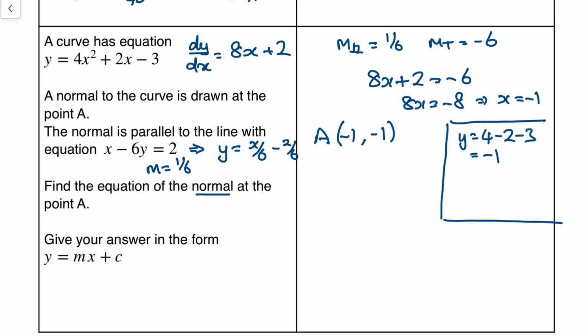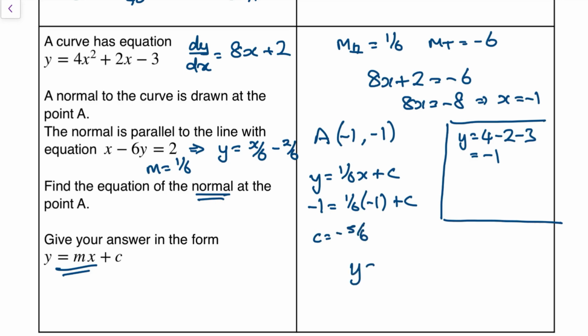I want to find out the equation, the normal, at the point A, and I want it in the form y equals mx plus c. I know what my gradient is, because I've worked that out, it's a sixth. I know what my point is, so therefore I can say y equals a sixth x plus c. Using A tells you that minus 1 equals a sixth times minus 1 plus c, which means that c equals, well, I've got minus a sixth and I want minus 6 sixths, so c equals minus 5 over 6, which means the answer to my question, and this is a really good, clever question, I like this question, is going to be y equals a sixth x minus 5 over 6.